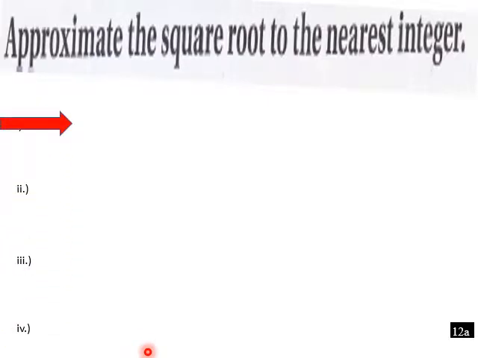So approximate the square root to the nearest integer. 25 is less than 32 is less than 36. So the square root of 25 is less than the square root of 32 is less than the square root of 36.